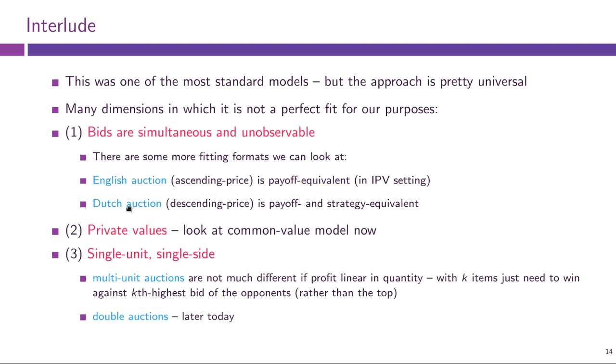The same is the case with the Dutch auction, which is like the English auction, but it has a descending price. Meaning that there is a clock, and the price is gradually going down, and the first one to say, I'm willing to buy at that price, gets the item. This is also a format that is sometimes used in non-financial markets, but in commodity markets. And this is also payoff and also strategy equivalent to the first price auction that we just saw.